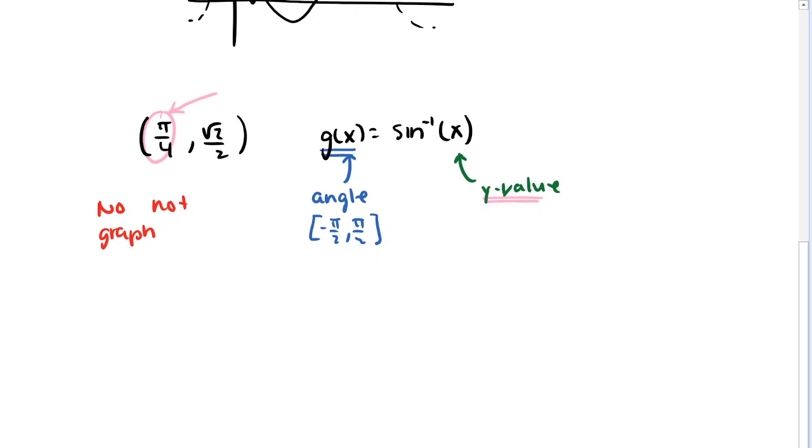But this point, I think the interpretation of it is that we're thinking of the angle pi over 4 and the y value of the square root of 2 over 2. If we were plugging this into the sine function, not the sine inverse function, it would be a valid point. But it's not a valid point on the sine inverse function. I think the interpretation of this point is sort of backwards.